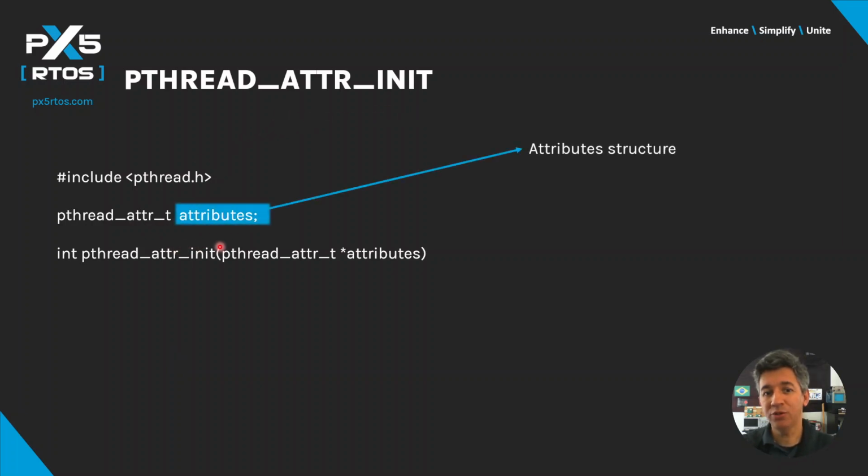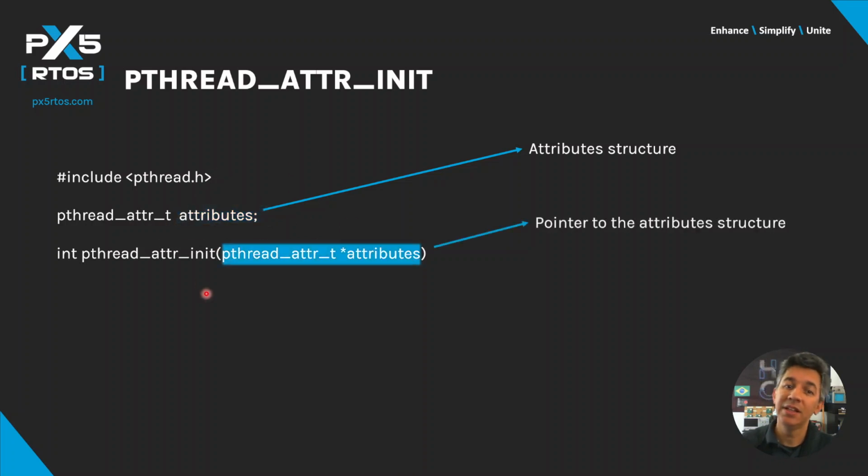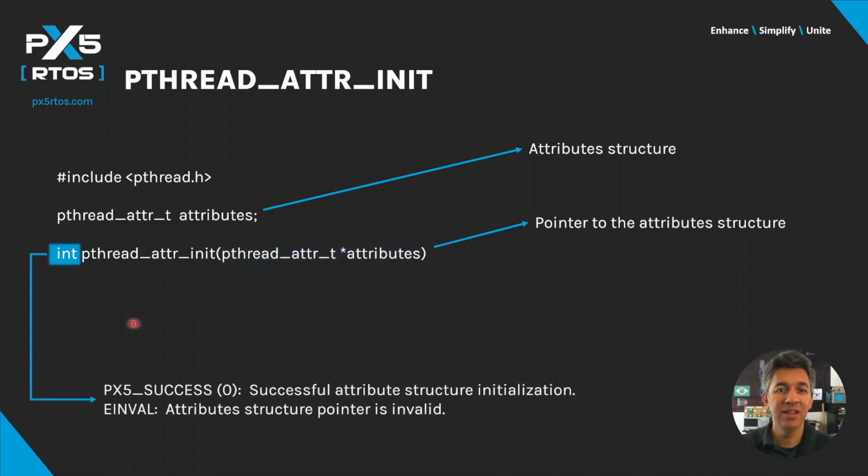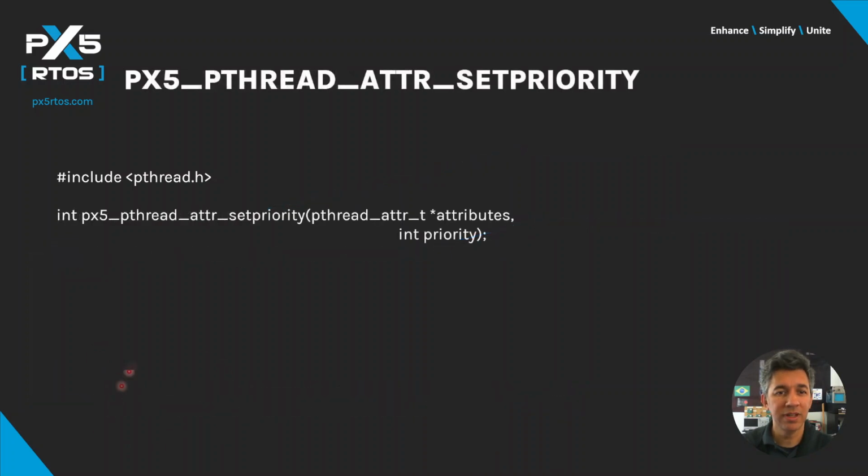In order to use attributes, we need to create an attribute structure, so we can use it in the pthread attribute init call like this. Next, we can check for error codes. Once we have the attributes initialized, we can change them as needed.